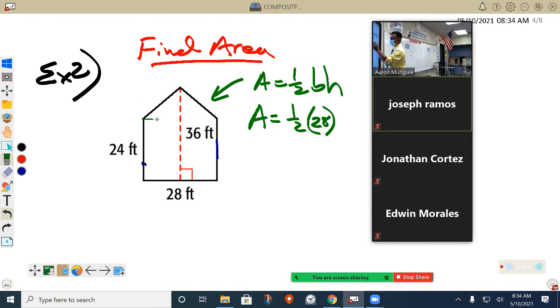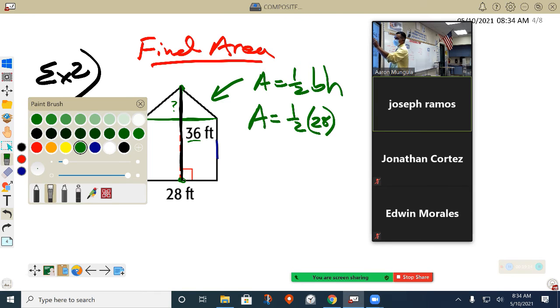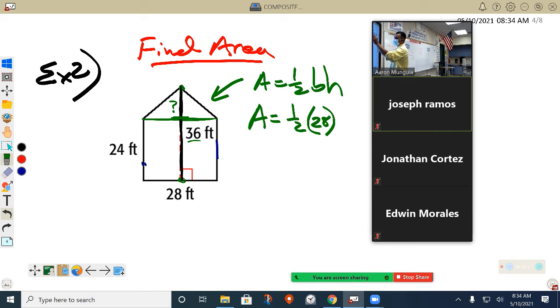So I need right here, from there to there. We already know that this is 28. I need the height. Wait, which side is 36 feet? Okay, good. So 36 feet is from here to there. Good question. From the top of the triangle to the, oh, okay, never mind, I see what you mean. So this, in black, what I'm highlighting in black is 36 feet. Oh, so that means the triangle? That means the, oh, okay, I got it. So I need this right now. Right there, what you're looking for, just from here to here. The height of the triangle itself only.